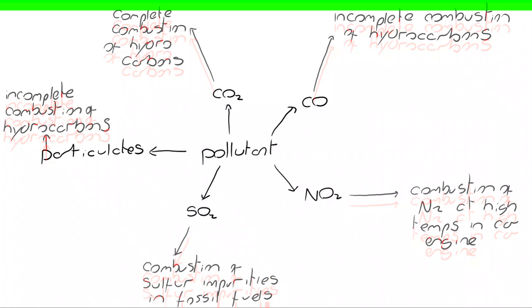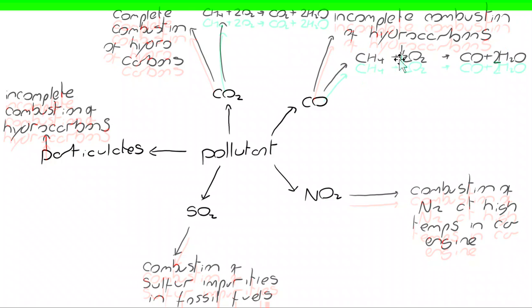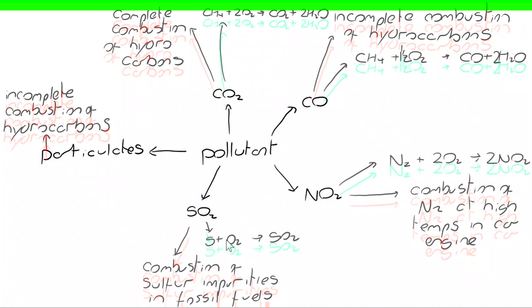In green, I'm going to do the equations. So you're familiar with the complete combustion equations from previous topics, and similarly, you're familiar with the incomplete combustion equations from previous topics. When you combust something, remember, you add oxygen. Nitrogen is diatomic, so we react it with O2 to make NO2, and I've balanced that there with the 2O2 and the 2NO2. And if I'm going to combust sulfur, I combine S with O2 and I make SO2. There isn't an equation you need to be aware of for the incomplete combustion of hydrocarbons that gives us particulates.